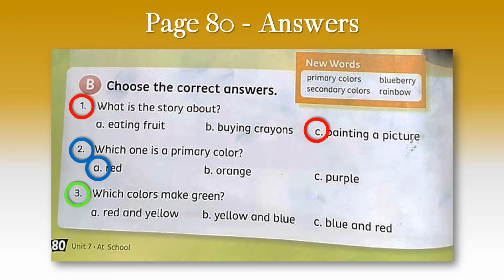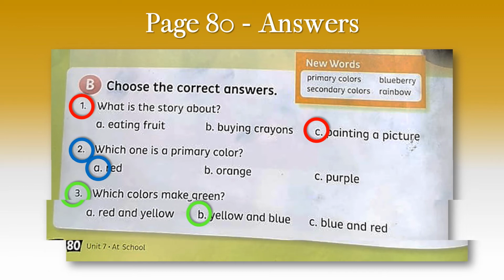Number 3, which colours make green? Okay, when you mix these 2 colours together, you make green. What are they? Oh, I've already given you the answer. It's B, yellow and blue, but I'm sure you know that, don't you? It's not red and yellow, and it's not blue and red. Blue and red, you make purple. Red and yellow, orange. Okay, yellow and blue, you get green. That's it. How did you do? I'm sure you did very well. Okay, cool.